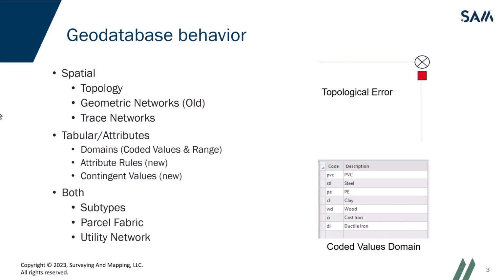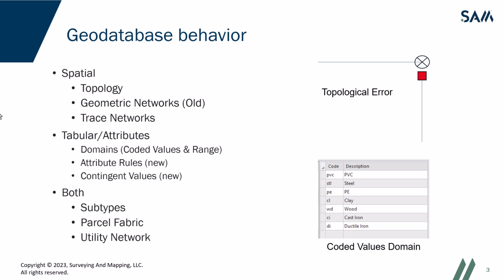So building on that concept of topology are other behaviors that are used within networks, usually associated with utilities, although they could be applied potentially to transportation networks, but we're looking at things like geometric networks or trace networks. So these are, again, building on that topology concept, but really focused on those linear networks, making sure the right connectivity is there. But in addition to having those checks for the data, there are also tools built into those that allow you to do traces.